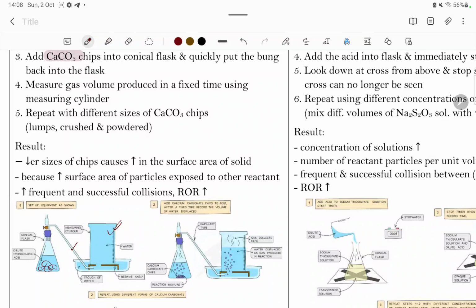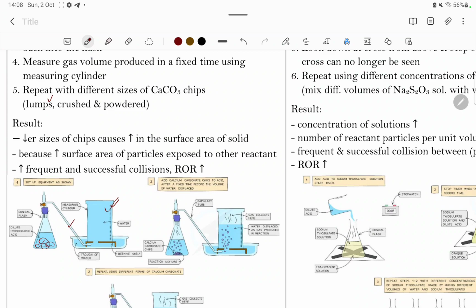So we'll measure the gas volume using this, and then after that you repeat with different sizes of calcium carbonate chips. You have lumps, meaning larger than chips, and then crushed, meaning that they are smaller than chips but not powdered. Powdered is when everything is powder already.